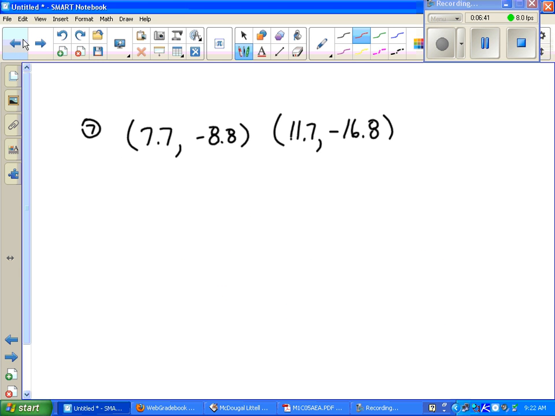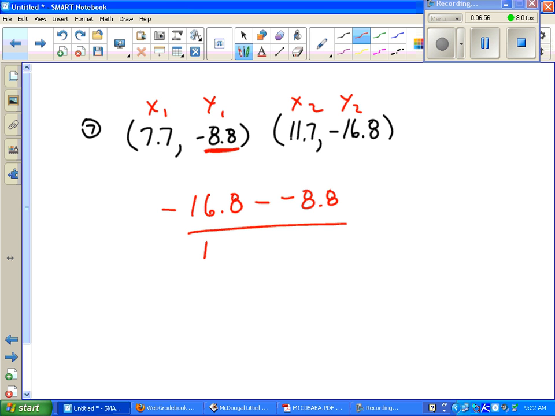Number 7, same thing. X sub 1, y sub 1, x sub 2, y sub 2, plug them into your formula. Y sub 2 is negative 16.8 minus, now it's minus a negative. Don't forget that. That's a part a lot of people make mistakes on. Minus y sub 1 over x sub 2 minus x sub 1. Anytime you have minus a negative, it turns into plus, or plus a positive. Negative 16.8 plus 8.8 leaves you with negative 8, over 11.7 minus 7.7, which is 4. Negative 8 divided by 4 is negative 2 for your slope.